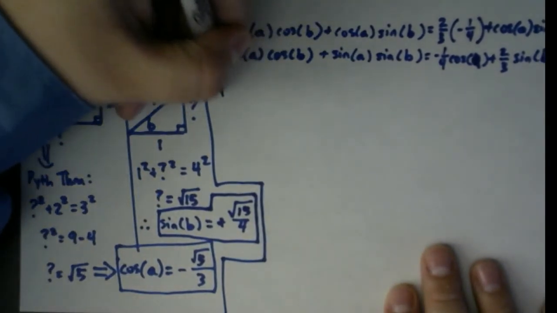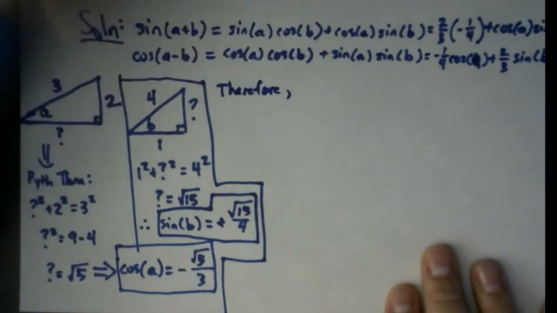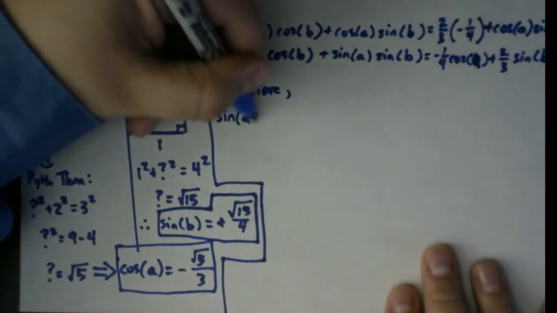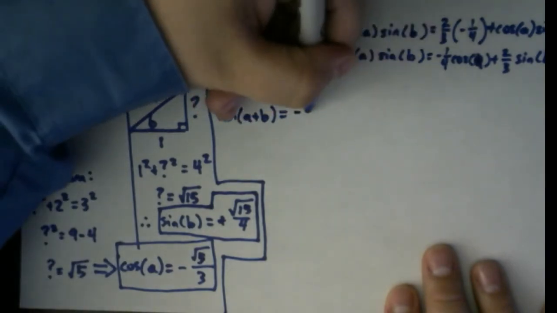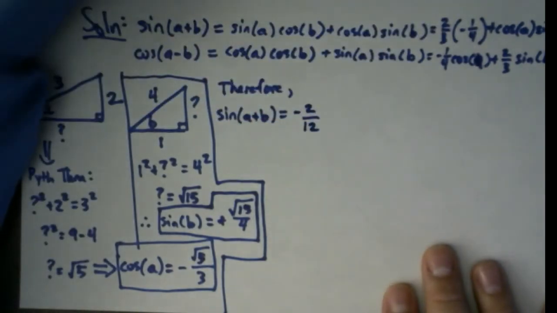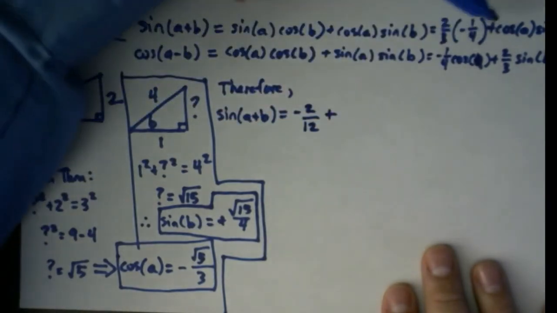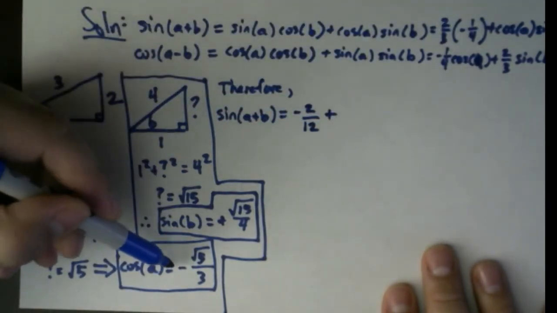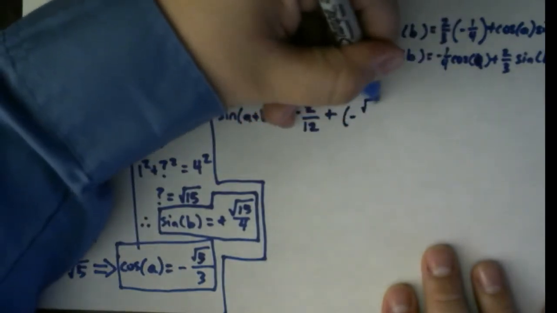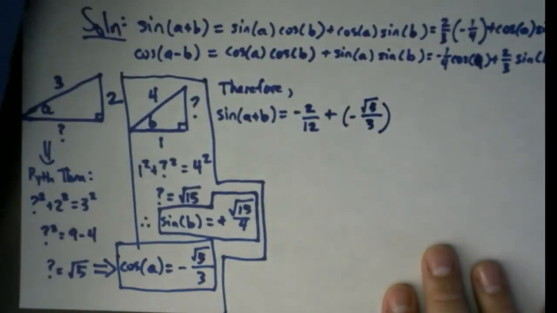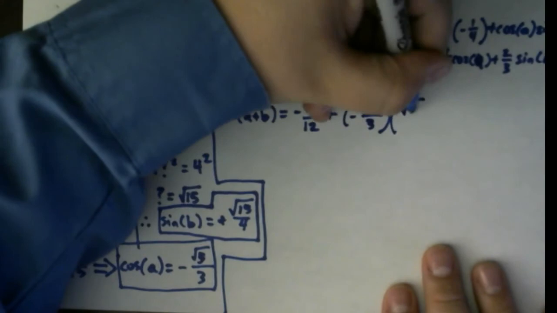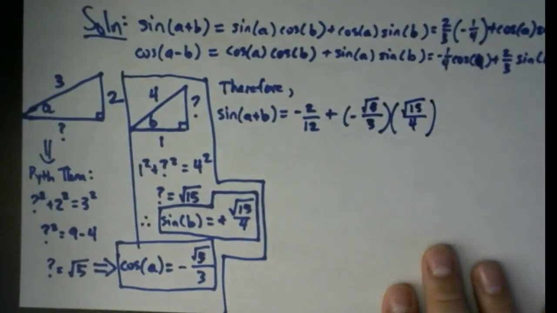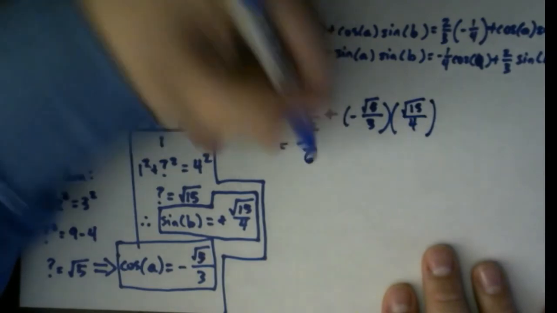So therefore, sine of a plus b. Now from our calculation up here, 2 times 1 and 3 times 4 gives me negative 2/12. You could simplify that to 1/6 if you like, plus cosine A, which is this negative square root of 5 over 3, times sine of b, which is this expression, square root of 15 over 4. So what do I get? I get negative 1/6. I like to simplify them.